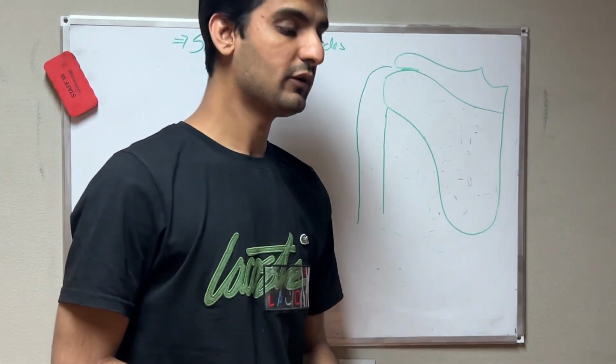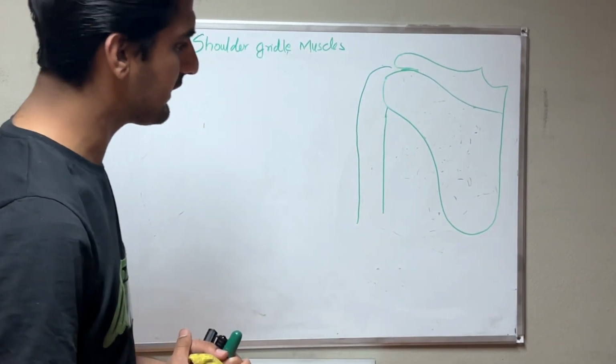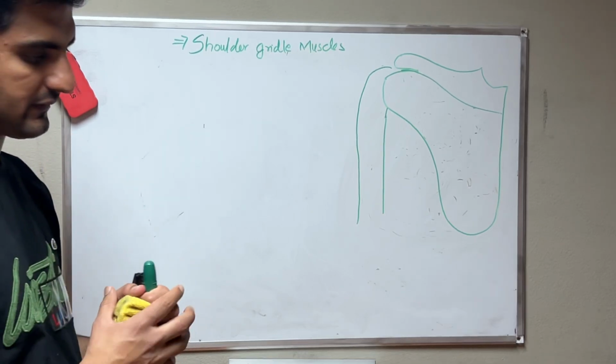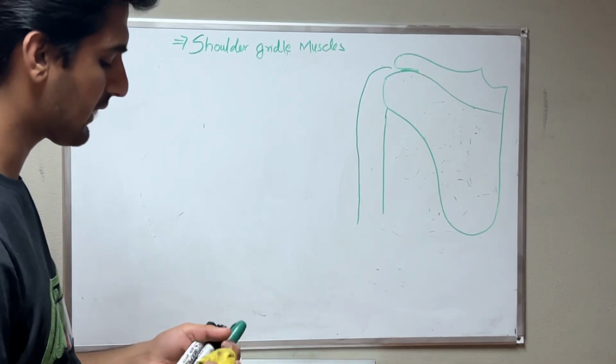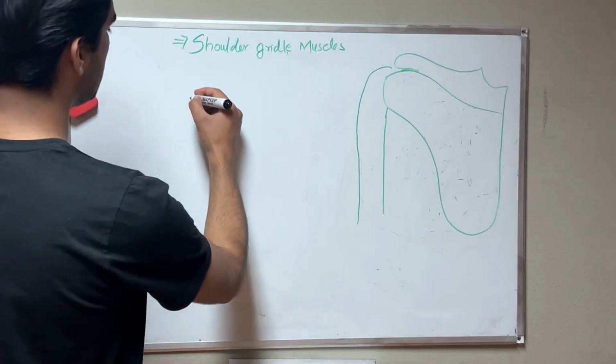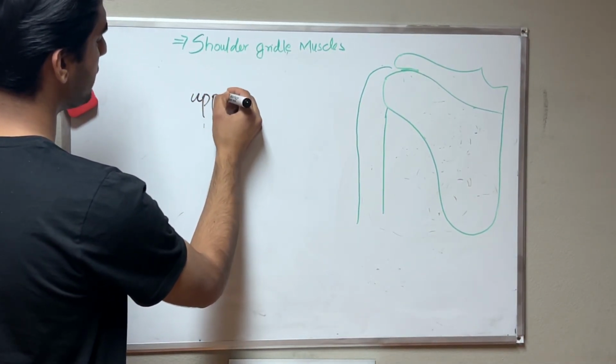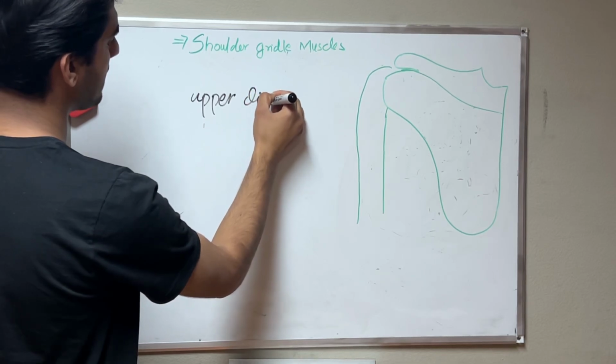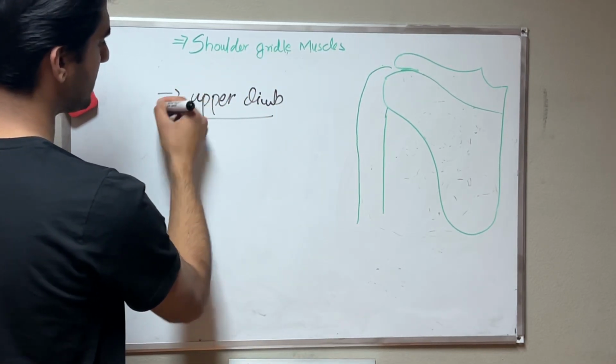Everyone, today we are going to discuss the upper limbs, and the upper limbs we divide into four sections. Okay, our topic is about the muscles of the upper limb.